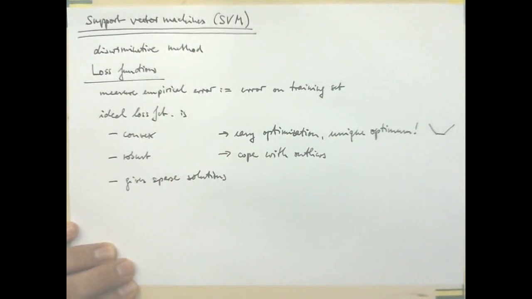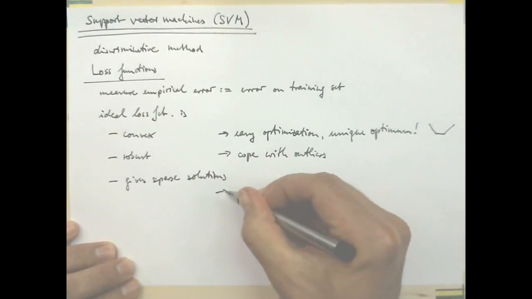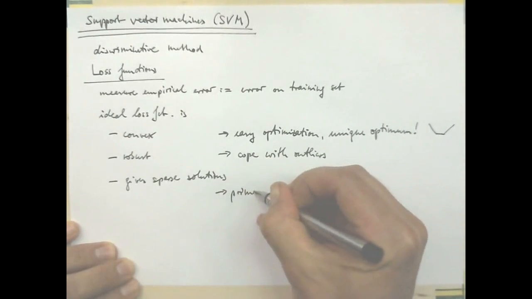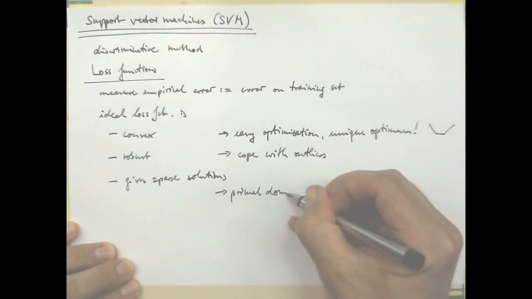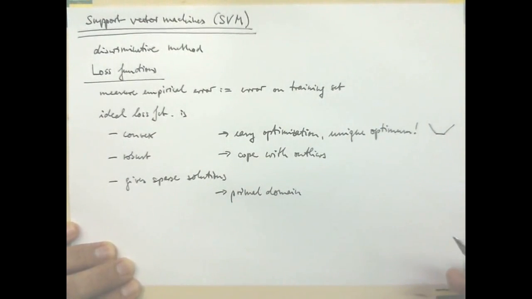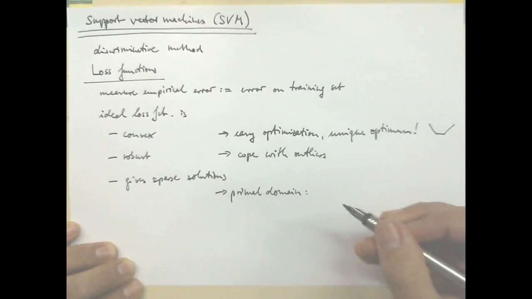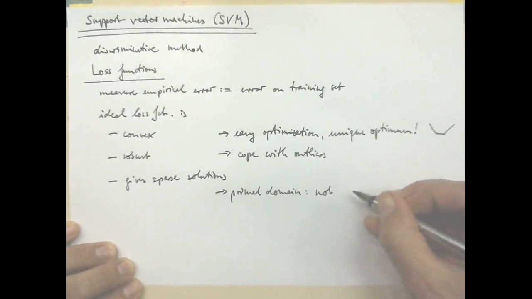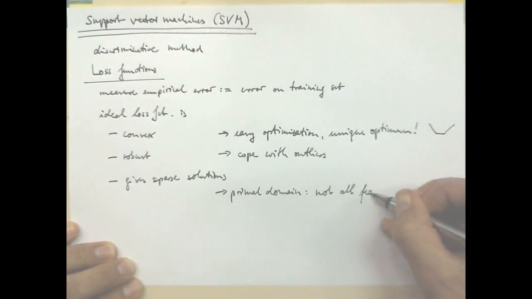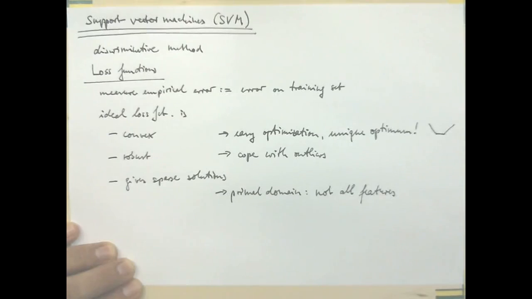Actually, there are two notions of sparsity. You can have sparsity in the primal domain or in the original feature space domain. Sparsity in the primal domain would mean that not all features are needed to specify the decision boundary, or in other words, some of the features would be redundant. So the decision boundary would be parallel to some of the dimensions.